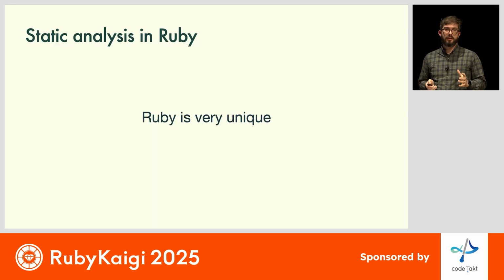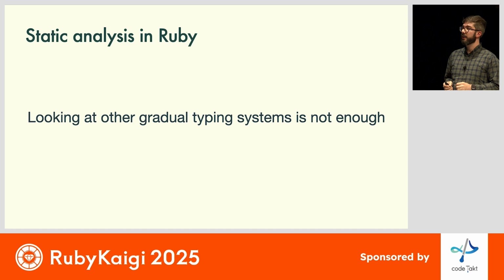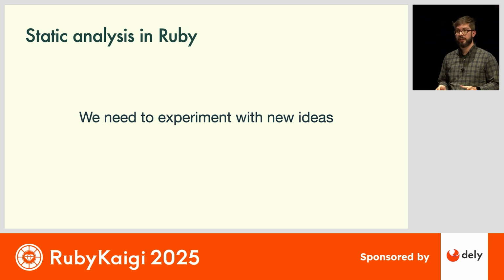Ruby is a very unique language, and of course we can learn a lot from looking at what other gradual typing systems have done, but I don't think that it is enough, even though it is super helpful. I think we should experiment with new types of ideas that can try to account for everything that Ruby allows us to do. And I have some crazy ideas here that I frankly don't know if they are feasible, but I'll share them anyway.